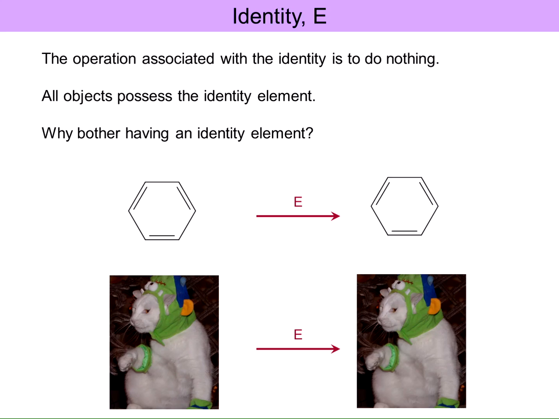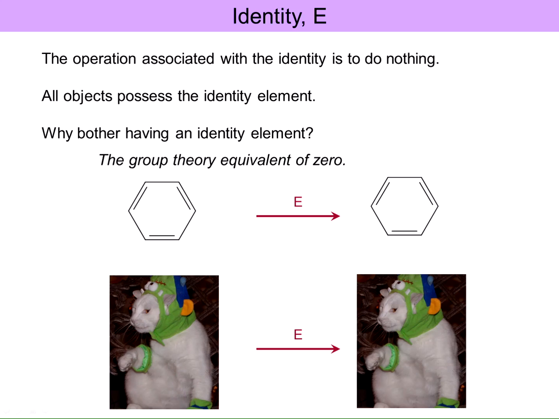So let's go through and look more closely at some of these operations. We're going to start off with the identity. And remember, the identity is abbreviated E, and it's the operation associated with doing nothing. So all objects possess the identity element. So if the operation is to do nothing, why bother having the identity element? Well, this is the group theory equivalent of 0.